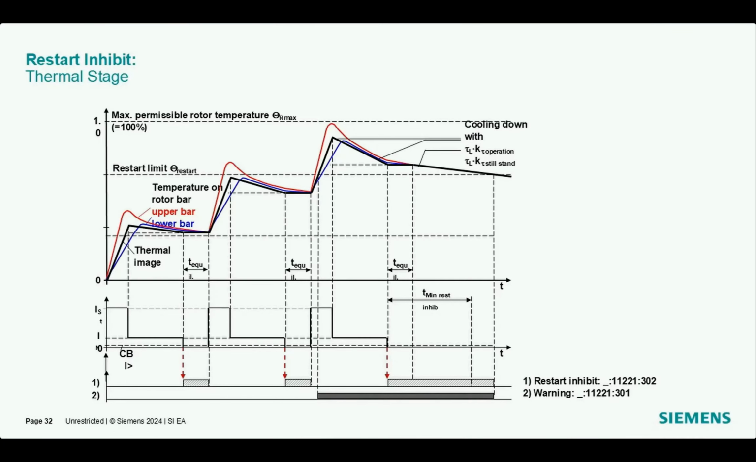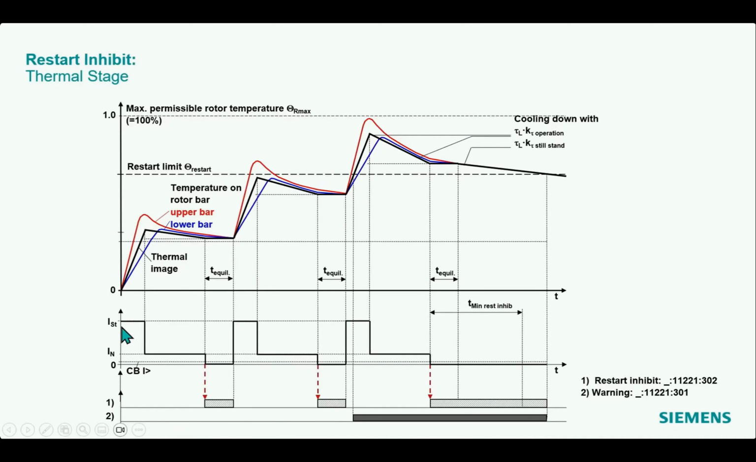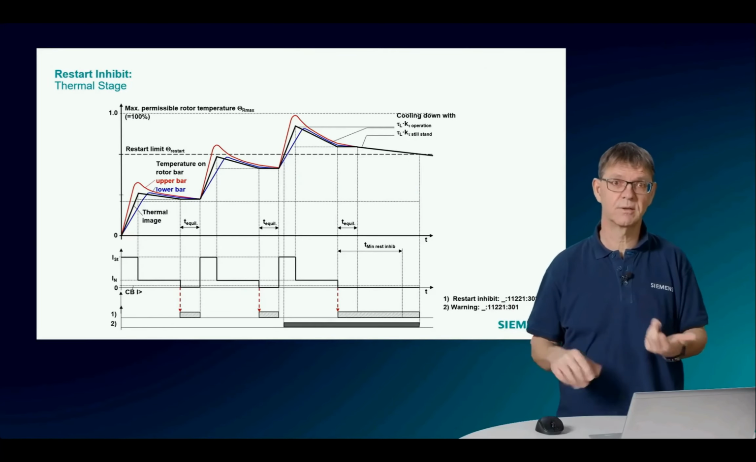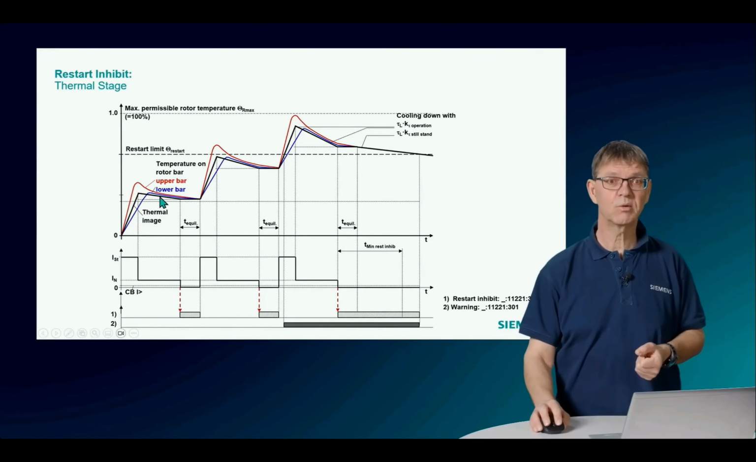Here's an example for the thermal stage with 3 starts in a row. So we see here the current has the starting current value, then the motor is running with a nominal current, and it's switched off, and then 2 more times here. And here we see the rotor temperature going up, not the stator temperature. And what we indicate here is basically we do not have just one temperature in the rotor. This has different values on different locations, for example on the upper bar and the lower bar.